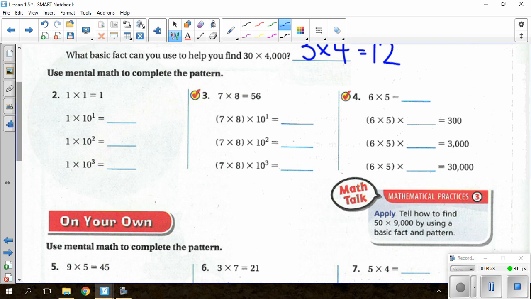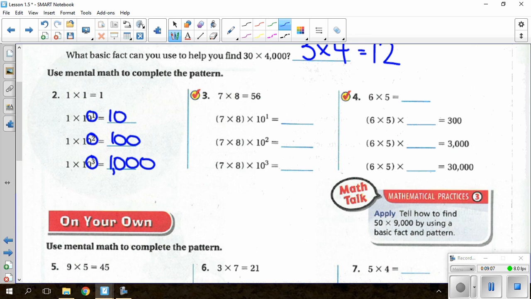So number 2, my basic fact is 1 times 1, which equals 1. So I then have a 1 for all of my answers. Then the times 10 to the power tells me how many zeros I need to add behind the 1. So times 10 to the first power tells me that I need to have 1 0. Times 10 to the second power, the exponent of 2 tells me to add 2 zeros. Times 10 to the third power, the 3 exponent in the exponent position tells me to add 3 zeros.